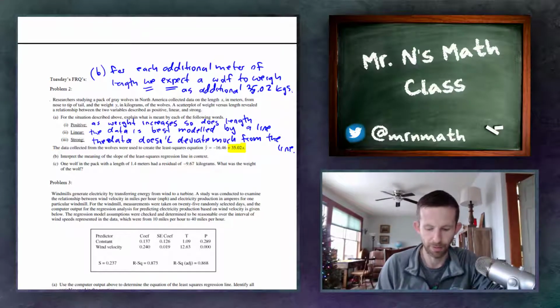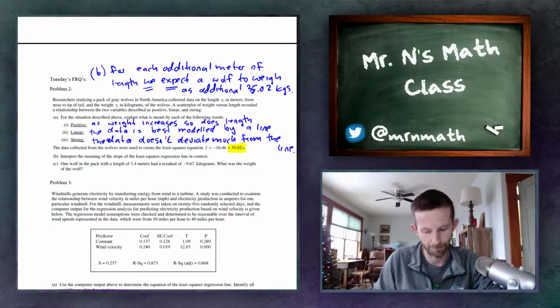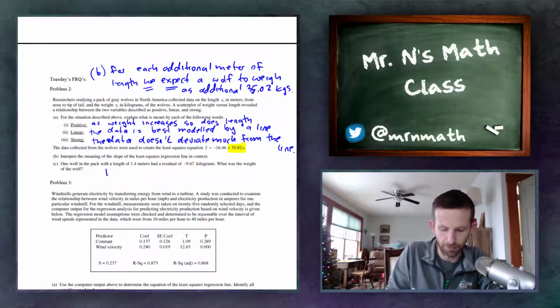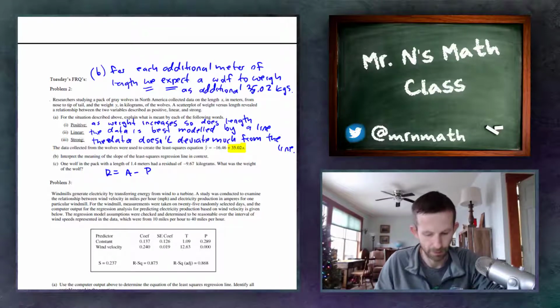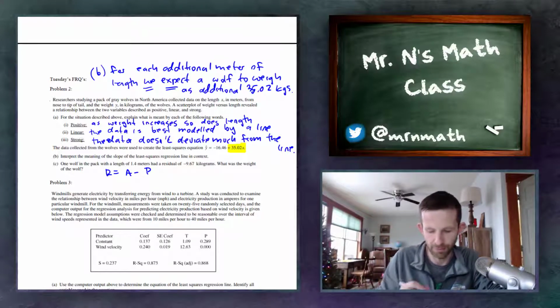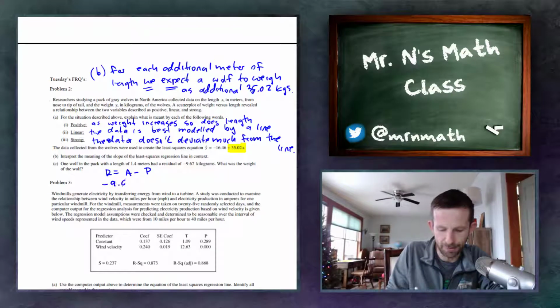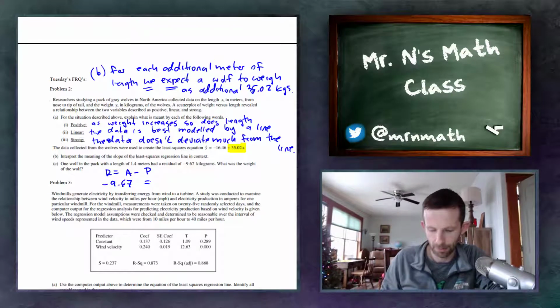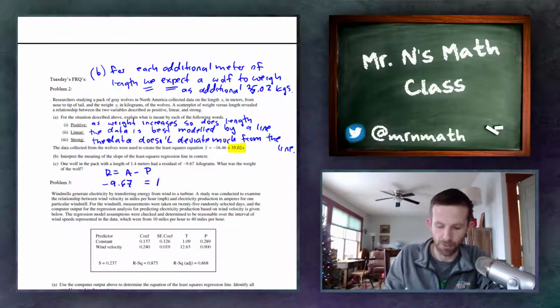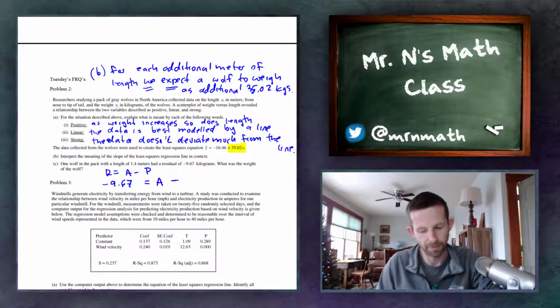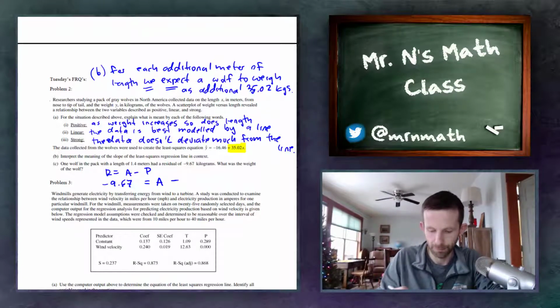One wolf in the pack with a length of 1.4 meters has a residual of negative 9.67 kilograms. What's the weight of the wolf? All right, so residual is actual minus predicted. We know the wolf had a residual of negative 9.67. The actual we don't know, minus the predicted. We're going to put the 1.4 in over here.